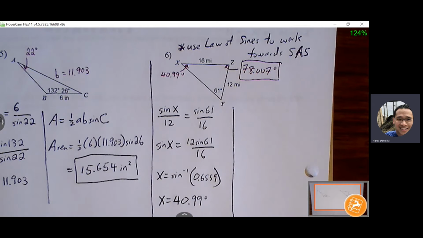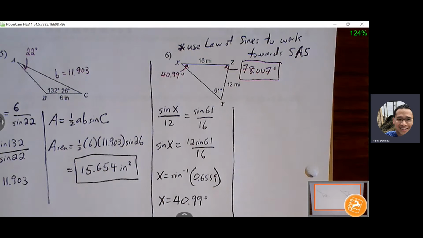Okay, so let's try number 8 and 9. 8 and 9 are ones also where it's not quite side angle side, but we can use law of sines to move into side angle side. So similar, we're basically going to hunt for missing angles or missing sides to create that scenario so that our formula can work. Okay, so number 8 and 9 on page 21.